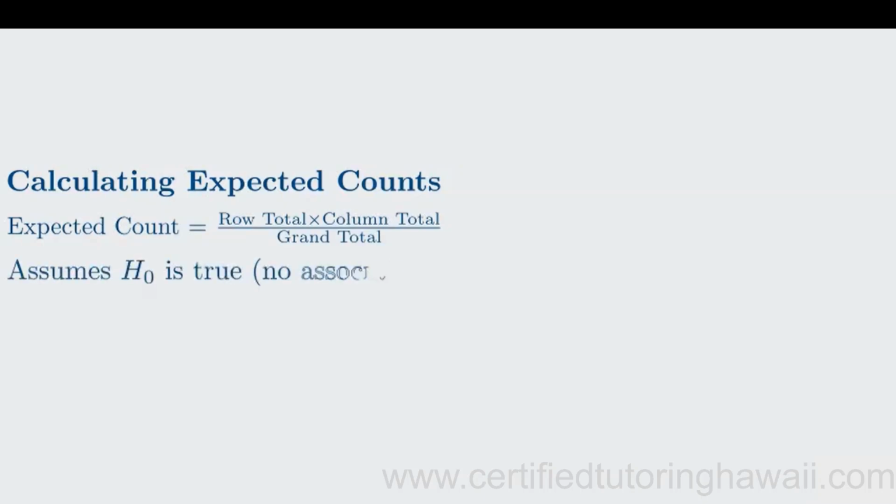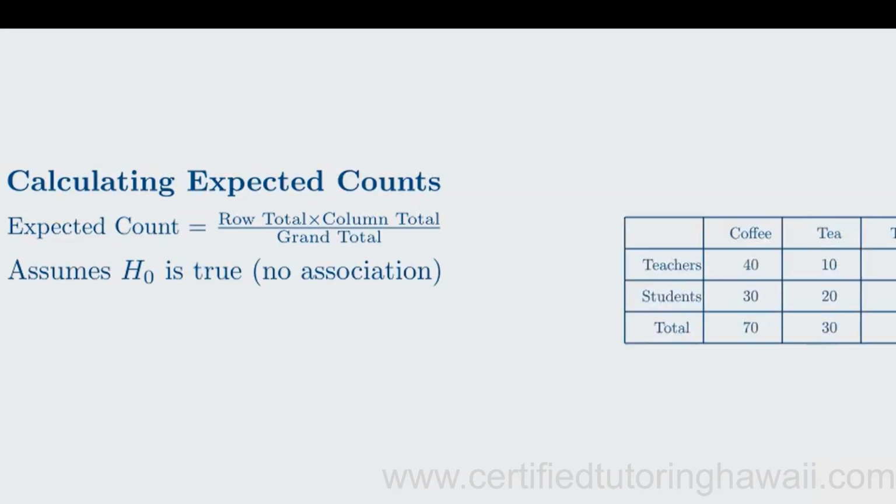Let's dig a little deeper into the expected counts condition, as this is where the most calculation happens when setting up these tests. Recall our formula for the expected count of any cell in a two-way table. Why do we do this? This formula calculates what the count should be if the null hypothesis were true, meaning if there were absolutely no relationship between the variables. Let's look at this small table comparing coffee and tea preferences.